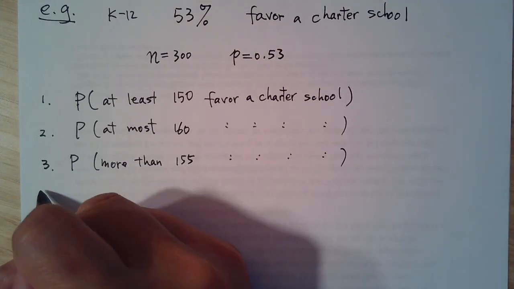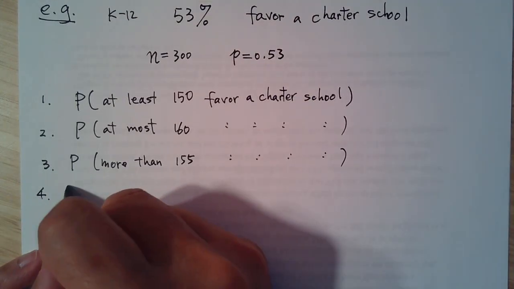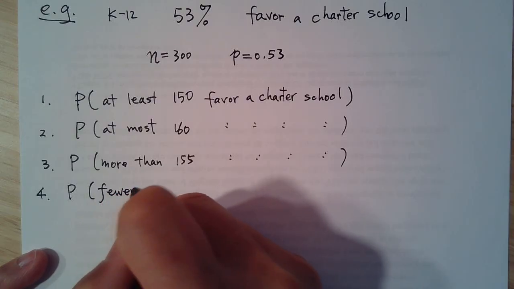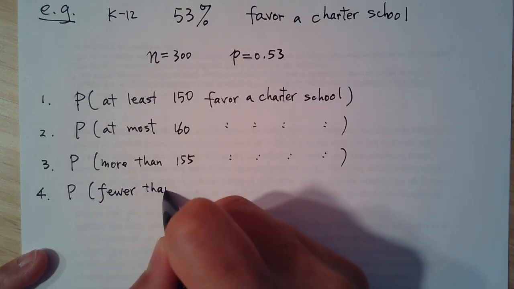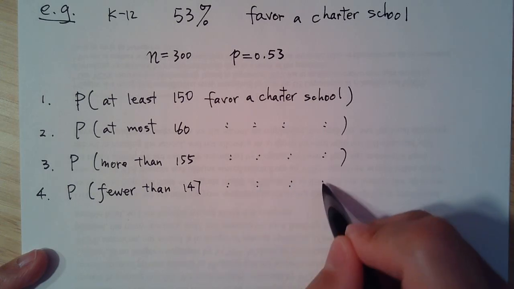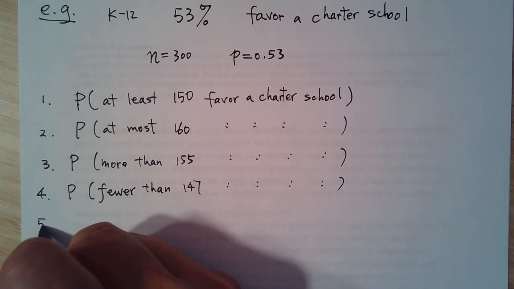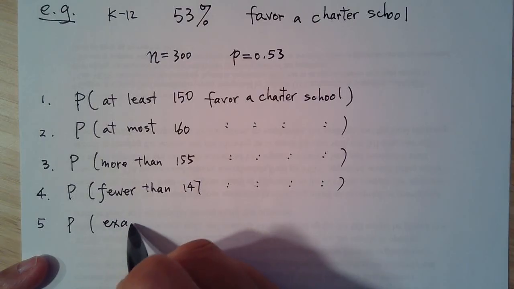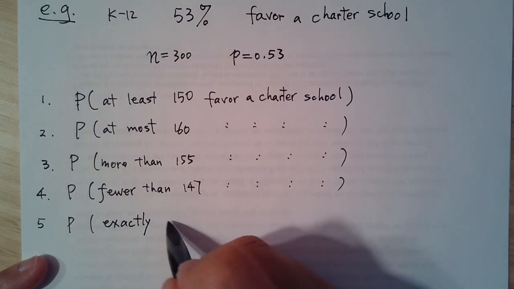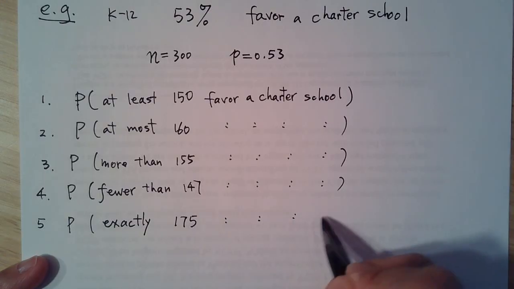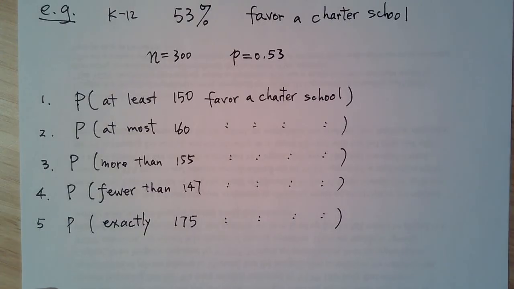Okay, and number 4, what's the probability that fewer than 147 favor a charter school? And the last one, what is the probability that exactly 175 are in favor of charter school?